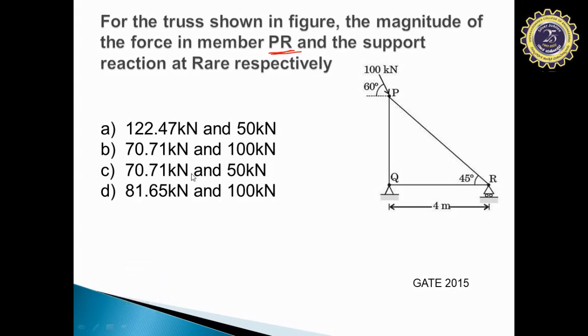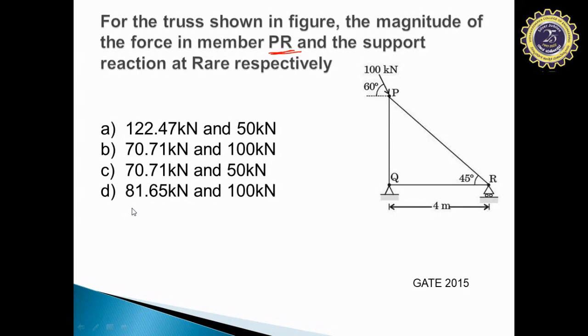Now, when you look into option B and option C, what you can clearly say is, since maximum options have the same value for the PR as 70.71, you can mildly guess that 70.71 is your right answer. This might not be true for all the cases, but it will hold good for most of the cases. Now we can blindly eliminate A and D.